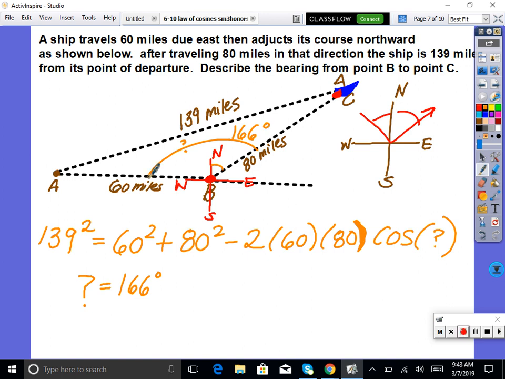So if from here to here is 166 degrees, how can we figure out what just this part is? Subtract 90, because isn't this the amount we need to get rid of, everybody? So that's 76 degrees right here. So now our answer we would say, well, to get from point B to C, we're going to head in the northward and then turn at 76 degrees in the eastward direction.